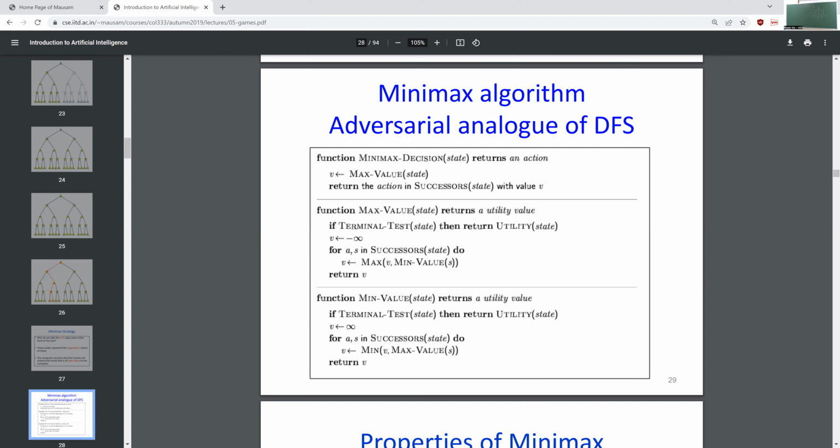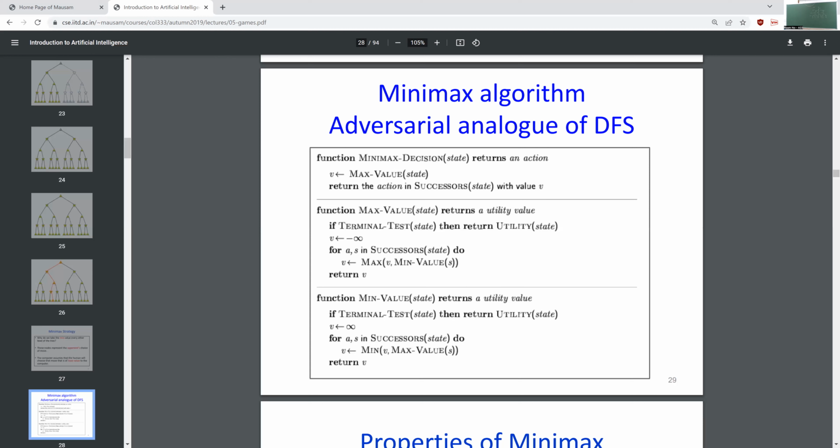The first function is the decision-making function. This is the function that the AI agent uses to make a decision of which action it should choose out of all the actions it has in hand. It's called minimax decision. It takes a state and returns the action as per the strategy. The selection is made as follows. It calls the max value function, which is another function we are going to discuss now. It calls max value of the state.